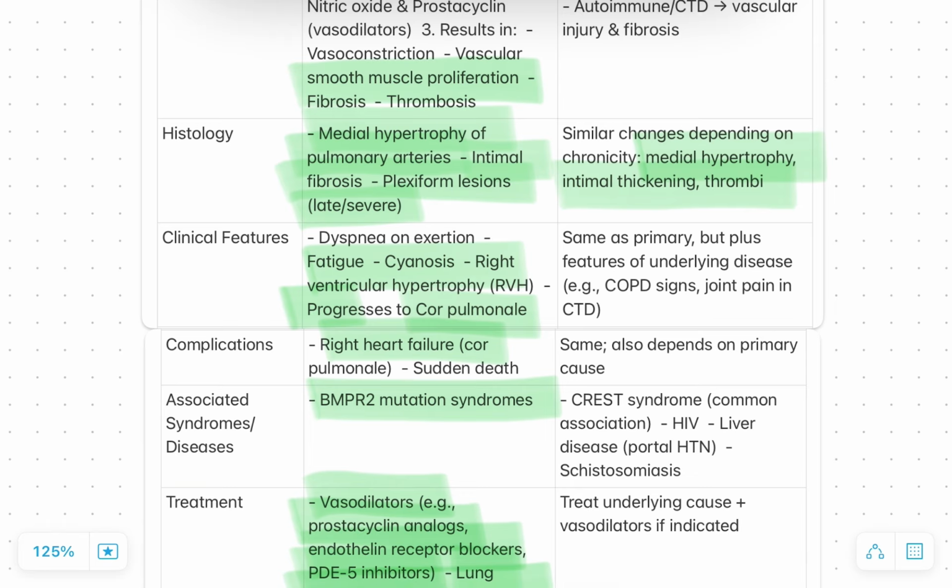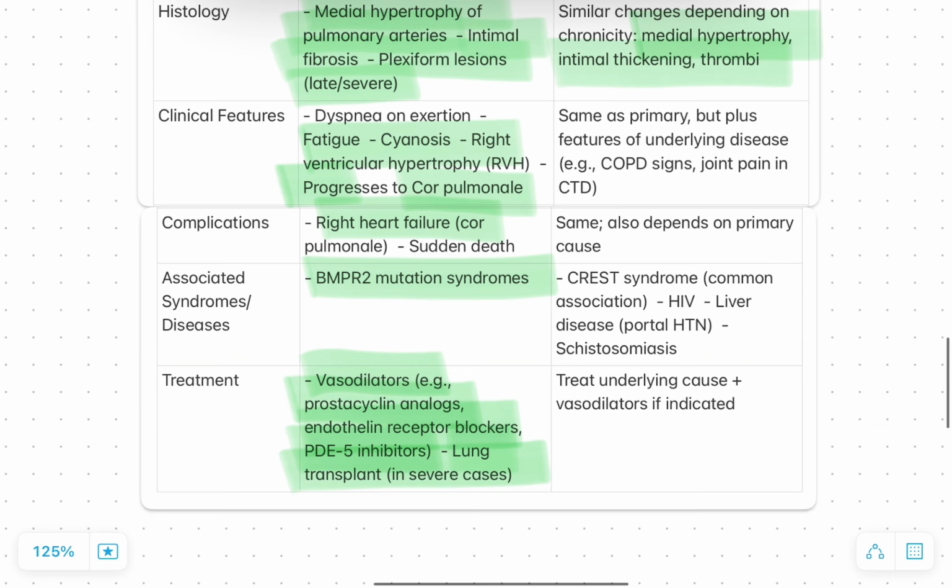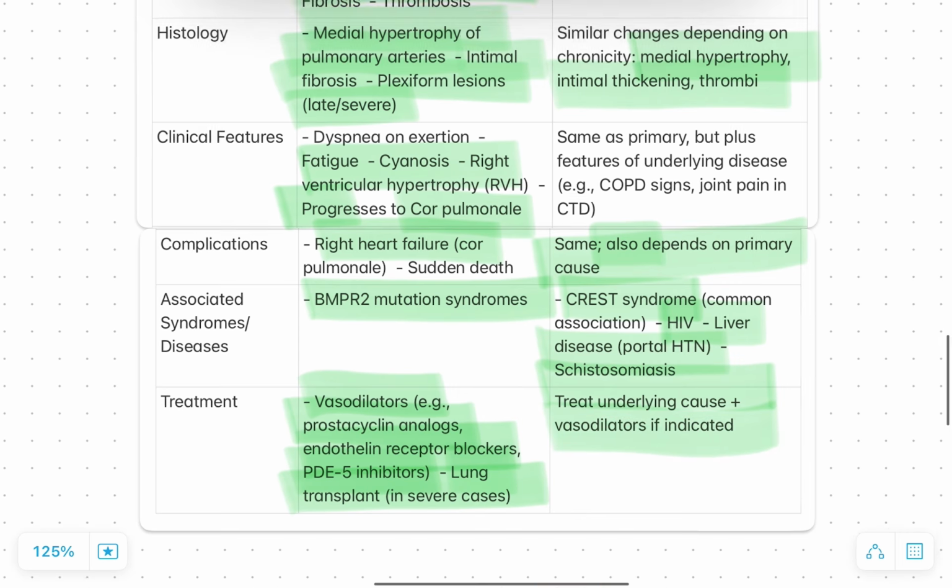Clinical features are the same as primary, but there will be features of underlying causes like COPD signs. We will see joint pain in the connective tissue disorders. Next is complications, same but depending on the primary cause. Associated syndromes are CREST syndrome, which is the commonest association, and also HIV, liver disease like portal hypertension, and schistosomiasis. We have to treat the underlying cause, and vasodilators if indicated can be given.